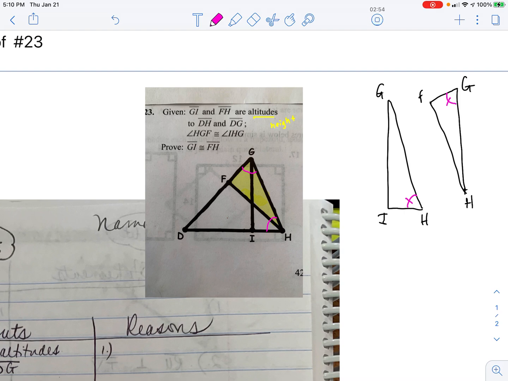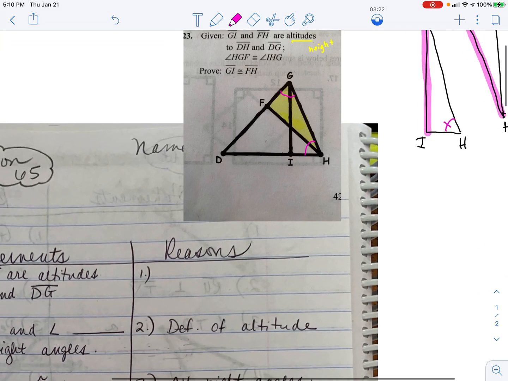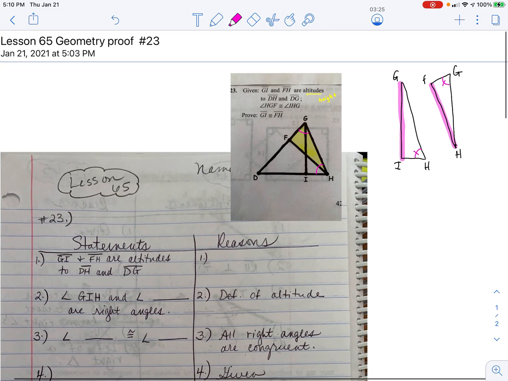We're trying to prove that GI, so we're trying to prove that this side right over here, and I'm going to put a highlight on it, that GI and FH are congruent. So you can notice if I were to turn this triangle, keep turning it till it was sitting on its base and then flipping it over, it would be in the same position as the other triangle. But right now they're not lined up exactly the same way, so it's kind of hard to see that. So we're going to work through this and prove some parts congruent.